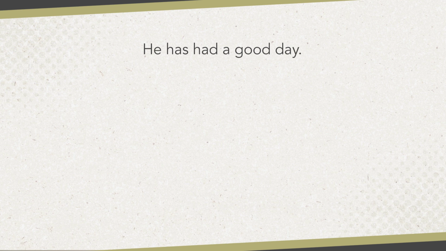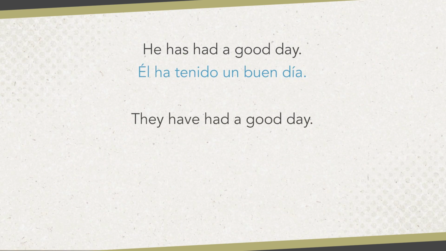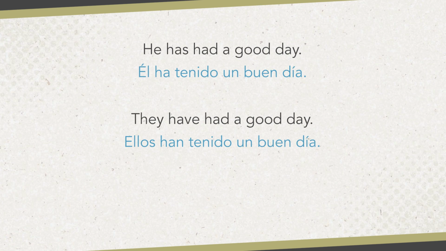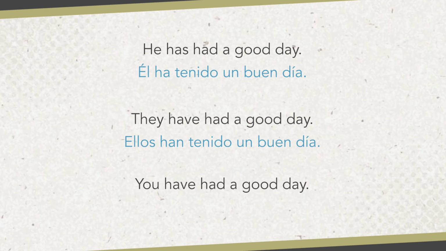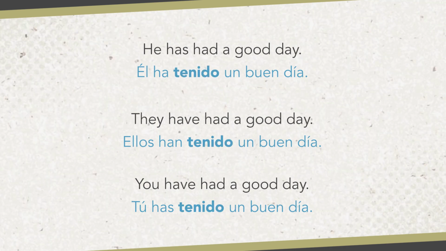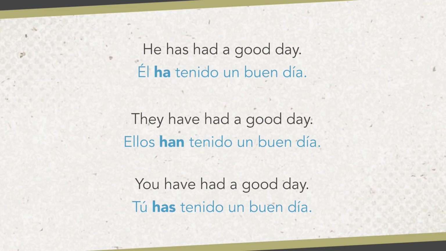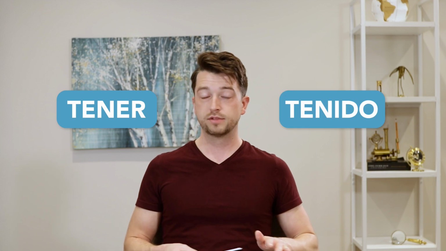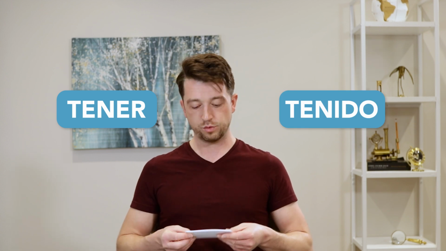Here are a few examples. He has had a good day. Él ha tenido un buen día. They have had a good day. Ellos han tenido un buen día. You have had a good day. Tú has tenido un buen día. As you can see, the word tenido stayed the same in every case. It's just the word before it that changed. Now you should try practicing this. I'm going to shuffle together a few flashcards that use tener and tenido. See if you can predict which one to use.